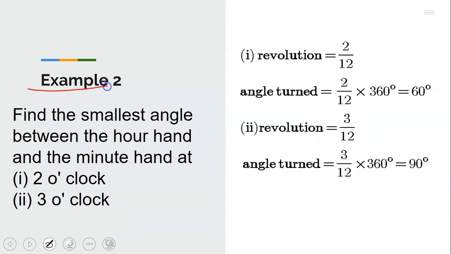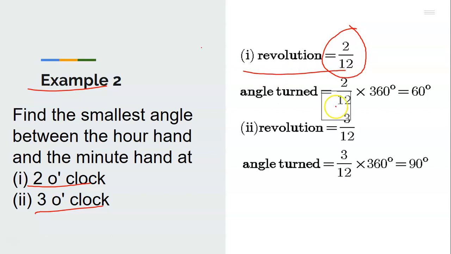Another example. Find the smallest angle between the hour hand and the minute hand at 2 o'clock and at 3 o'clock. Now, that means the hour hand moves to 2. That means it covers 2/12 of the revolution. Now, convert that revolution to angle. That will be 2 over 12 multiplied by 360, which will give us 60 degrees.